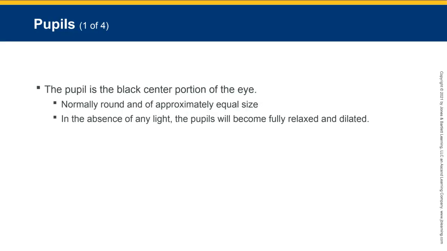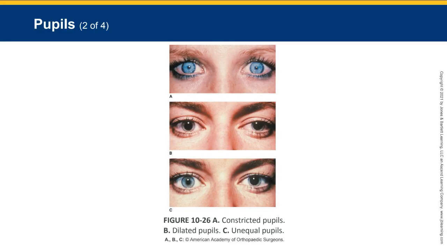You will examine the pupils. So the pupil is the black center portion of the eye, normally round and of approximately equal size. In the absence of any light, the pupils will become fully relaxed and dilated. So you need to check the pupil reaction. Pupils can be pinpoint, fully blown, or unequal.